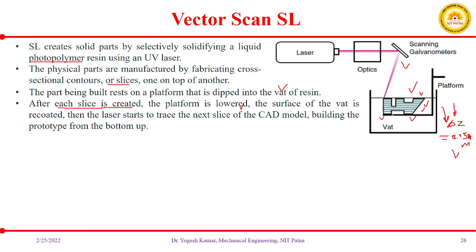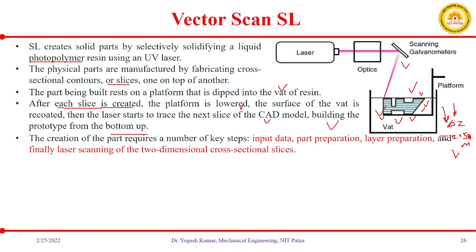After the creation of every layer, or the solidification of that particular layer, you need to lower your platform, and the same process is repeated: the laser starts to trace the next slice of your CAD model, or slice data, and builds the corresponding layer depending upon the geometry data. This way the product is created from bottom to up. Generally it is written as the bottom up approach.